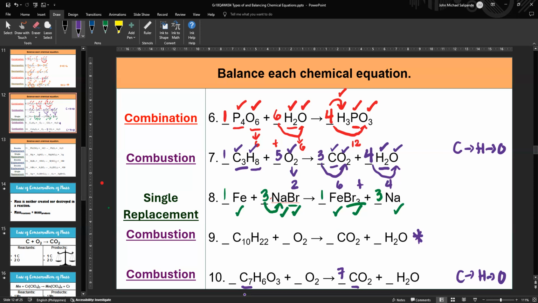Next, there are 6 hydrogen atoms on the reactant side and only 2 on the product side. Our goal is for each side of the equation to have 6 hydrogen atoms. So we have to multiply water by 3. Okay, now this is where the balancing gets a little bit tricky when it comes to oxygen.